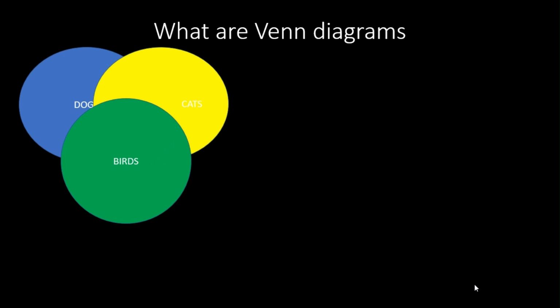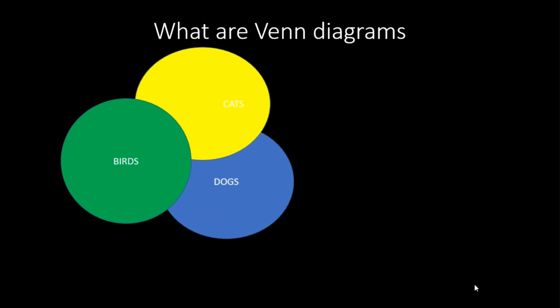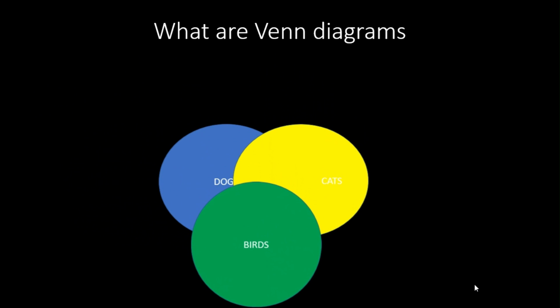Today I want us to discuss Venn diagrams under set theory. A Venn diagram is a visual representation of the relationships between different sets of items. It consists of overlapping circles. For example, here I have a circle for dogs, cats, and birds. These overlapping circles, most of the time, represent a set or group of items.